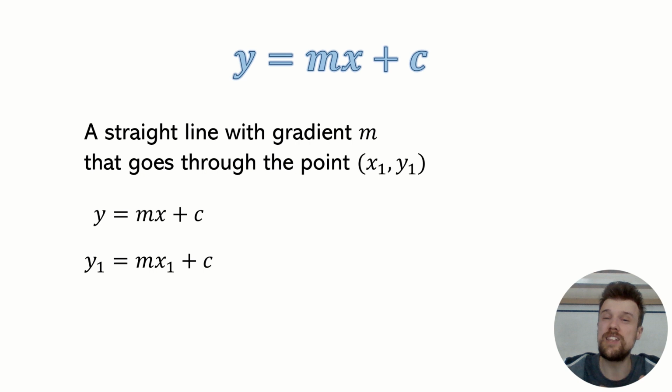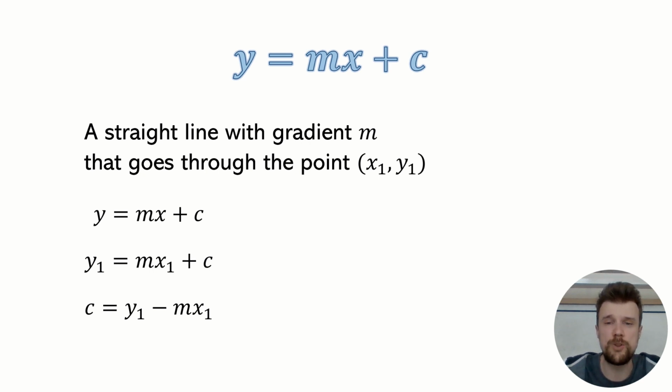And from this, we can find the value of the plus c by rearranging to get c equals. To do that, take away m lots of x1 from both sides, so c is equal to y1 minus m lots of x1. Those are the numbers you're having to multiply, add or take away together to get the value of your plus c.